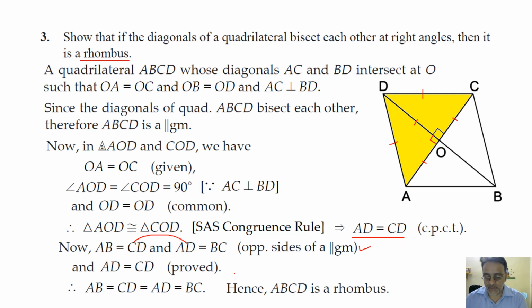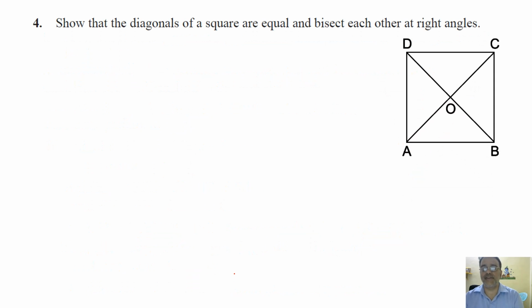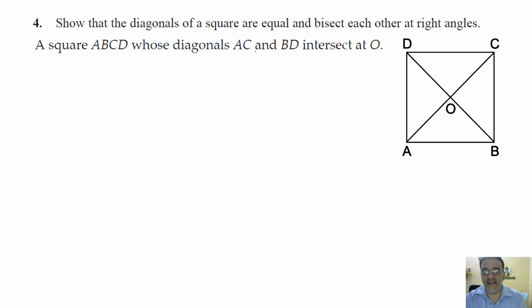So now we are moving towards the next, fourth question. This is also a very important question. Show that the diagonals of a square are equal and bisect each other at right angles. Okay, so first we have to prove the diagonals are equal. So how will we do it? Look, first we will take a square ABCD whose diagonals AC and BD intersect at O.